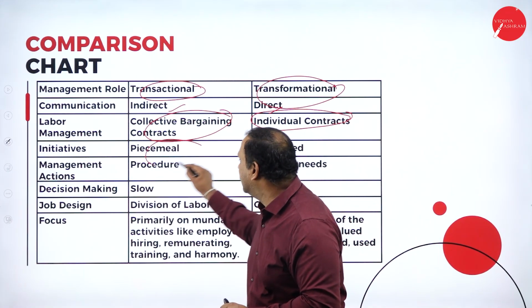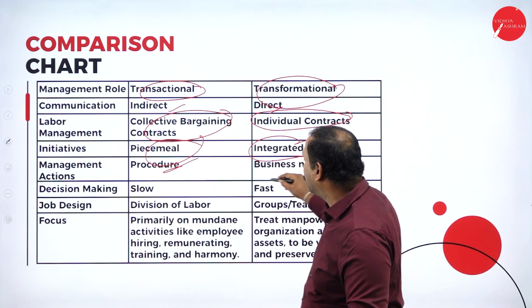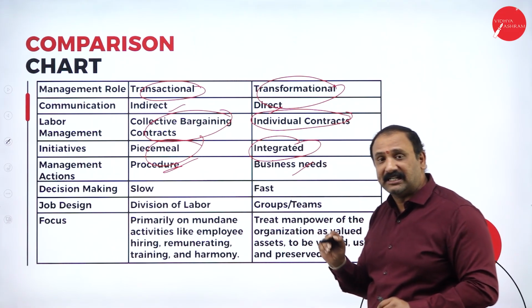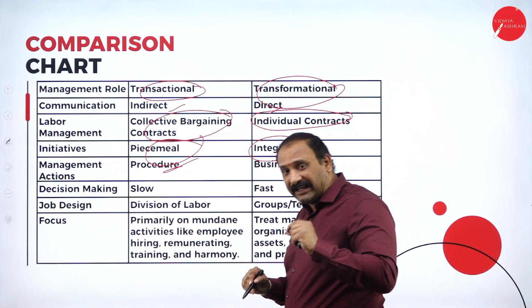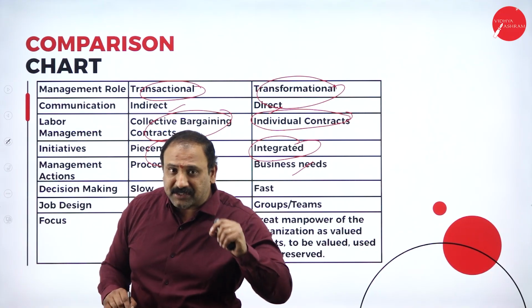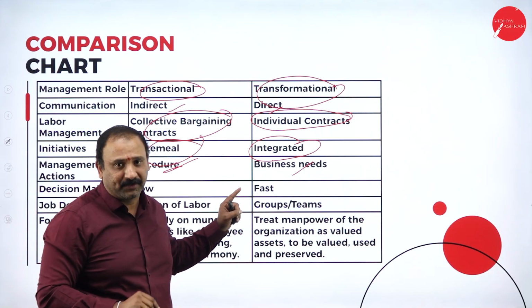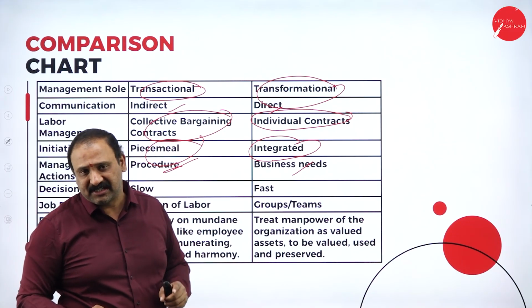This is piecemeal, this is wholesome, which means to say it's an integrator. This is more procedure oriented, and this is of the business need. So that's exactly where I differ when it comes to personnel versus human resource. In human resource management, I'm more concerned about what the business wants. Now that's exactly what organizations are talking about.